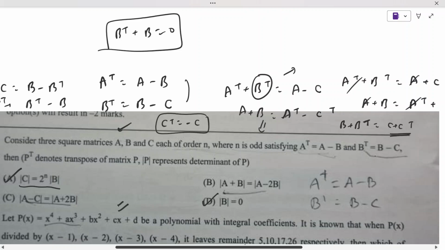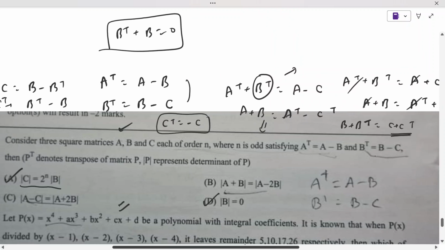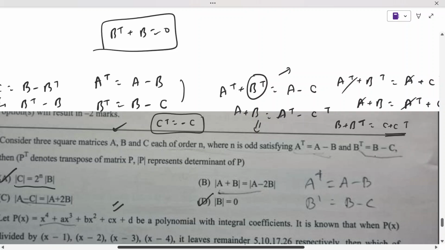A plus B is A minus 2B. Regarding this one, you have to first do a little bit more. C you can put as B minus B transpose, right? So A minus C, where C is simply B minus B transpose, and B transpose is minus B itself. So minus B, so A minus 2B, not A plus 2B, isn't it? And A plus B, if this thing is there, it's equal to A minus 2B.